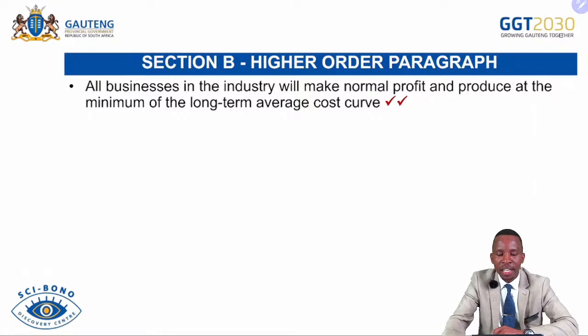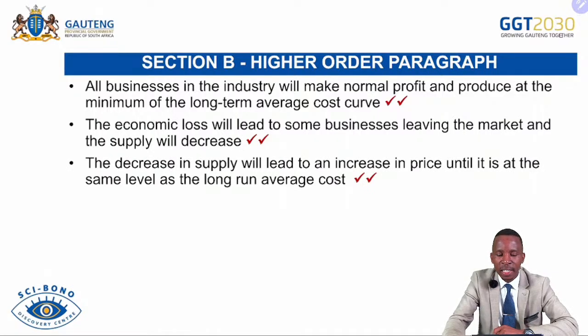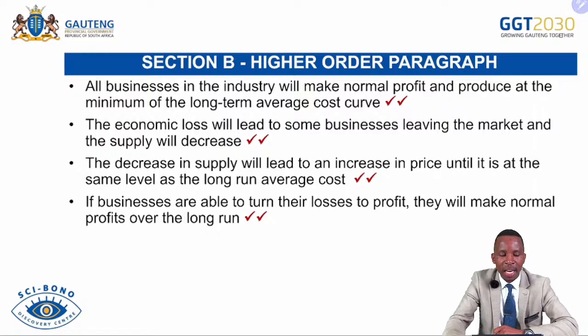All businesses in the industry will make normal profit and produce at the minimum of the long run average cost. The economic loss will lead to some businesses leaving the market and the supply will decrease. So if firms are making economic loss, that will result in other firms leaving the market, and that will lower the supply within that particular market. The decrease in the supply will lead to an increase in the price until it is at the same level as the long run average cost. If businesses are able to turn their losses to profit, they will make normal profit in the long run.